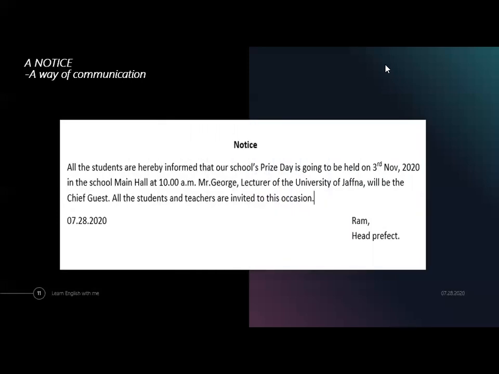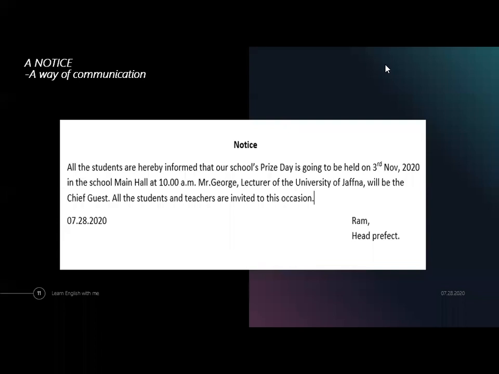So this is a notice, a sample notice, right? It's written by Ram, the head prefect of a school. Let's read this once. All the students are hereby informed that our school's prize day is going to be held on the 3rd November 2020 in the school main hall at 10 a.m. So look at the structure of the sentence. You are going to focus on the purpose, then the time, the date, and the venue. So all of these contents are exposed in one single sentence.